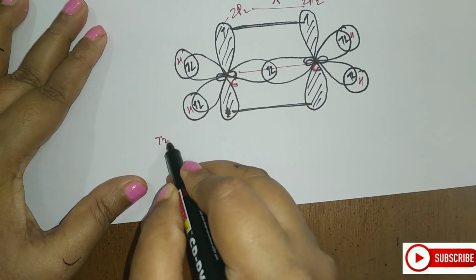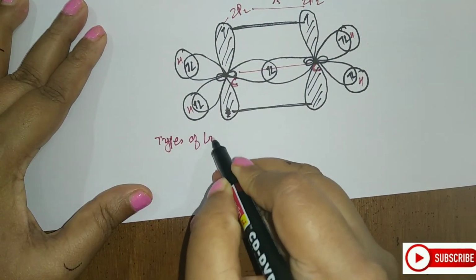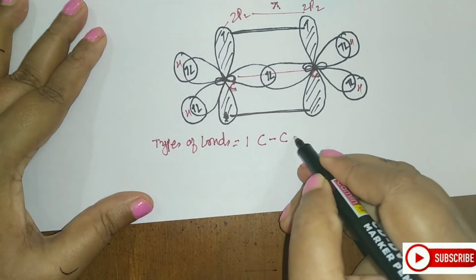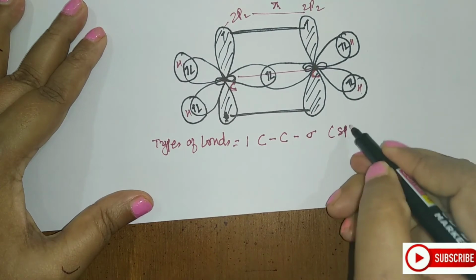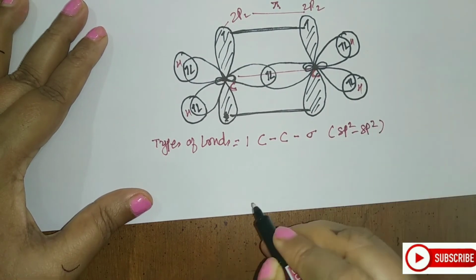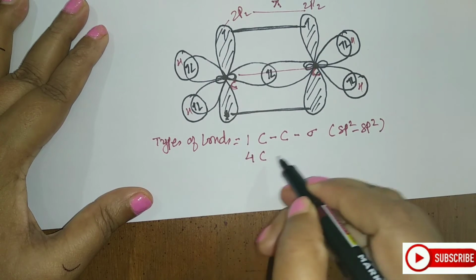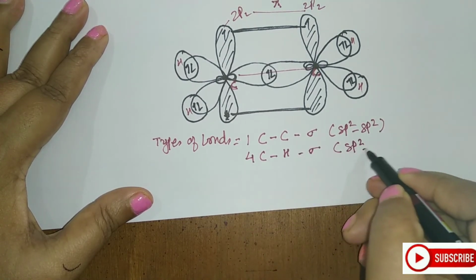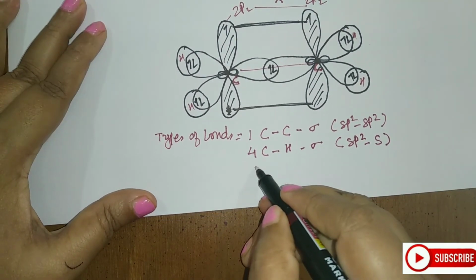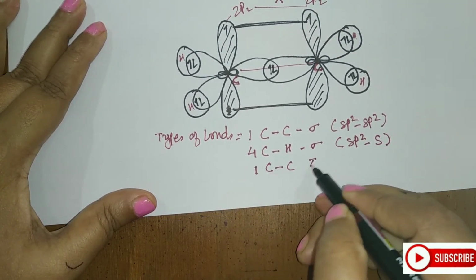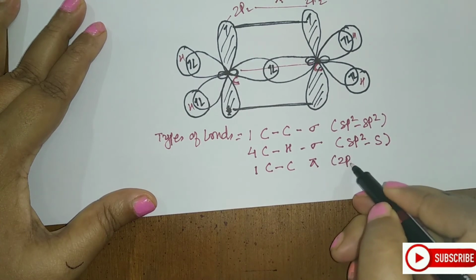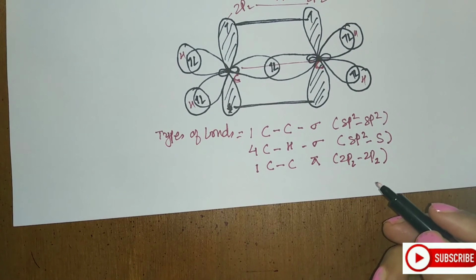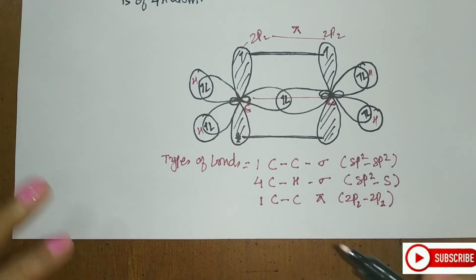So the types of bonds you have: 1 carbon to carbon sigma bond which is of sp2-sp2 overlap. You have 4 carbon to hydrogen sigma bonds which are of sp2-s overlaps. You have 1 carbon to carbon pi bond which is between 2pz and 2pz. So this is about the structure, how it looks, and what the geometry is.